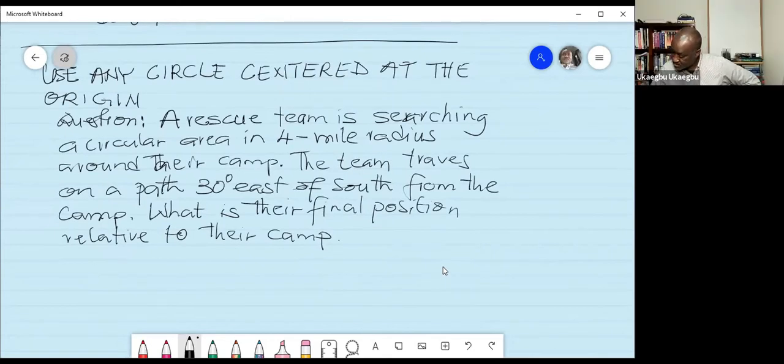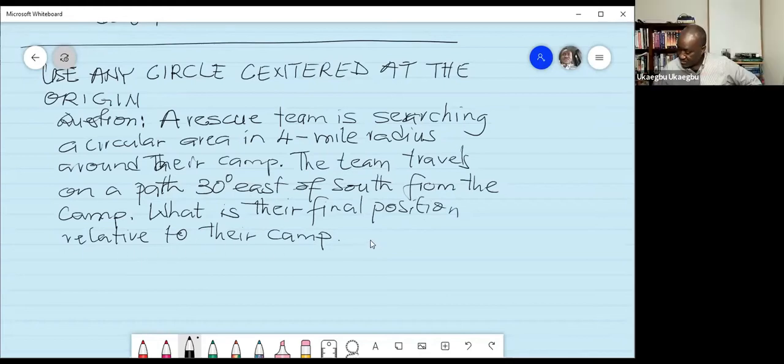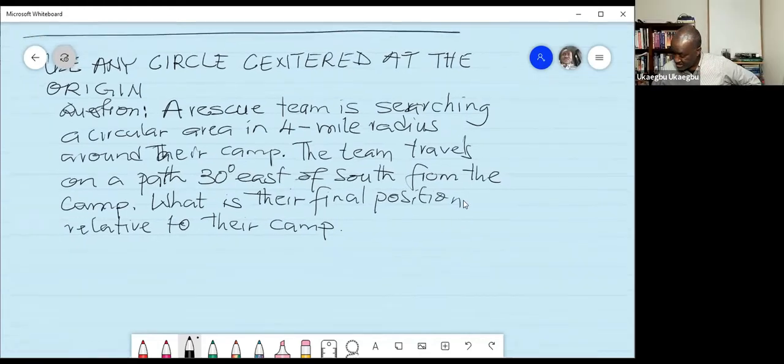Use any circle centered at the origin. Question. A rescue team is searching a circular area in a 4-mile radius around their camp. The team travels on a path 30 degrees east of south from the camp. What is their final position relative to their camp? Okay, so this is a very nice English.